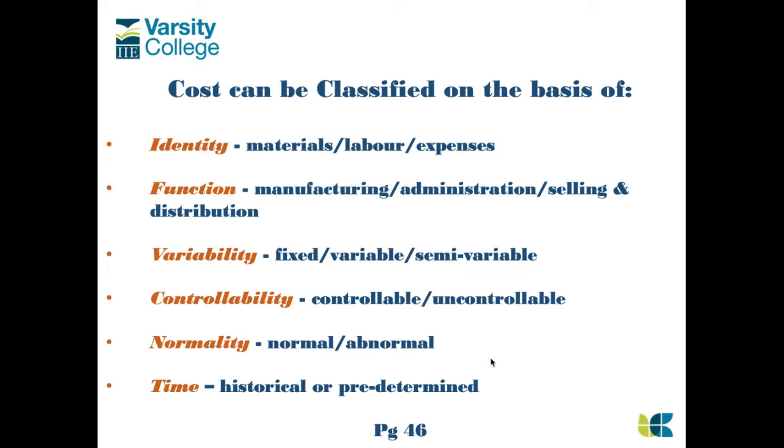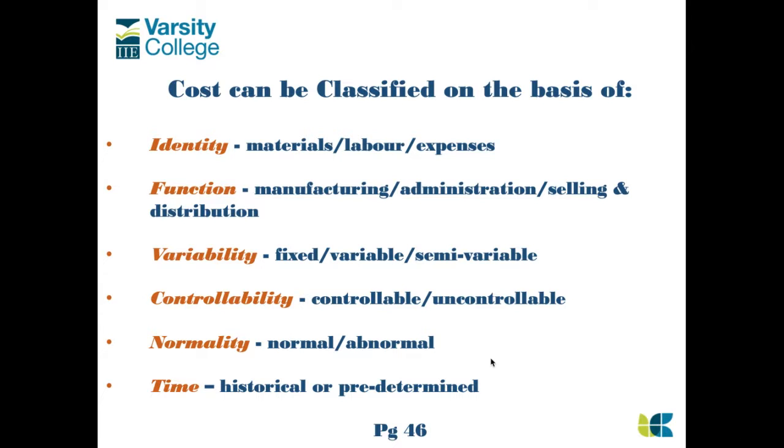Then variability, okay, we've got fixed, variable, and semi-variable. When we talk about fixed costs, we're talking about costs that don't change. I think probably in high school, if you did business, you probably came across this before. An example of fixed costs is your rent. It remains the same throughout the year, regardless of whether you make money or you don't make money. That's a fixed cost.